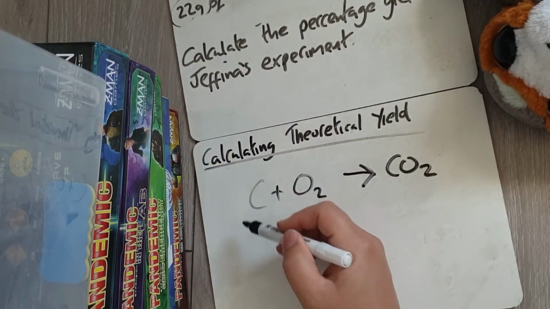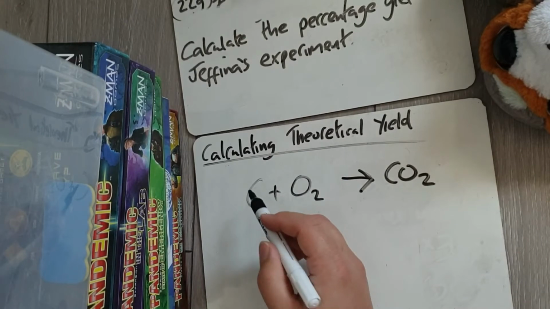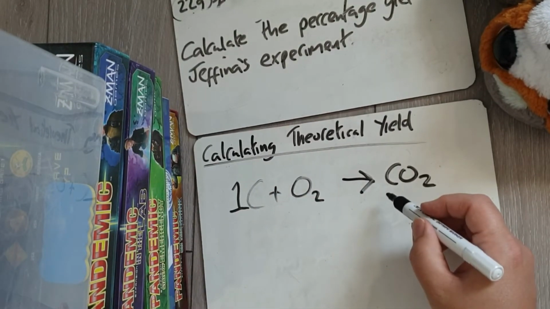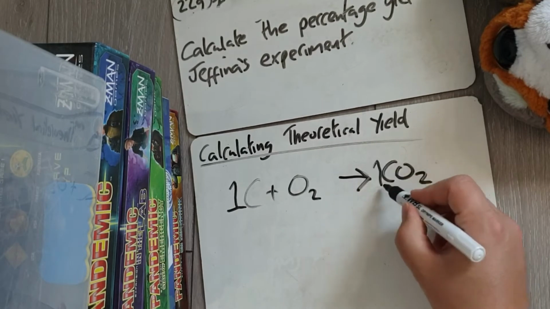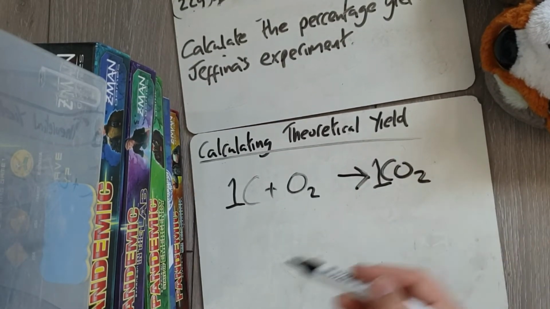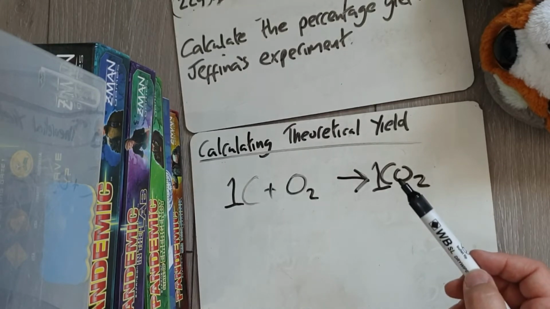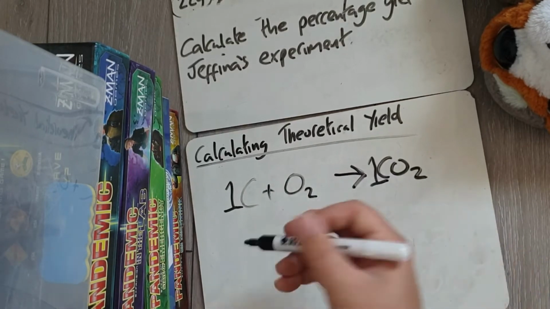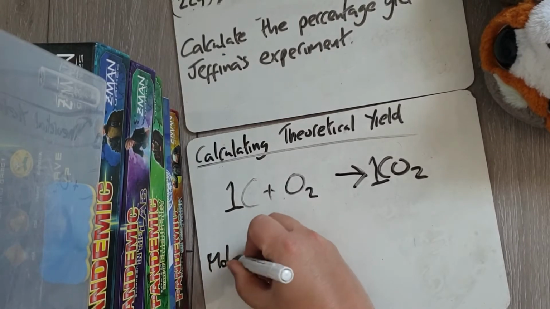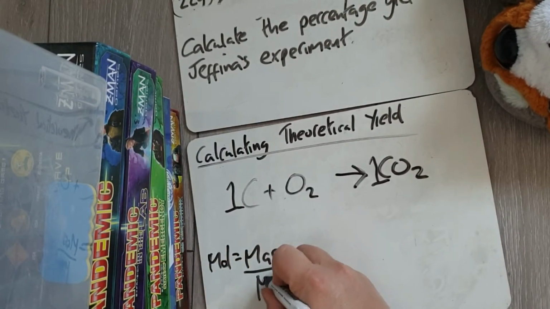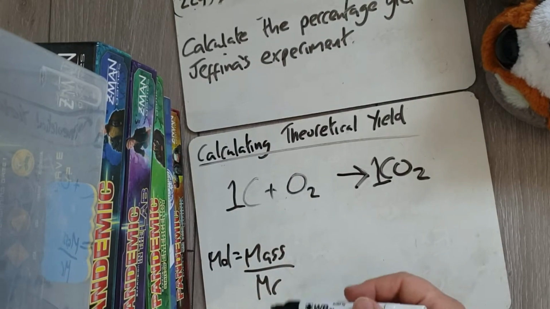There's no big number there. Remember, scientists are lazy. No big number means basically there is a 1 there. So what we're saying is 1 mole of that would make 1 mole of that. So we go to moles. Moles equals mass over Mr or Ar.